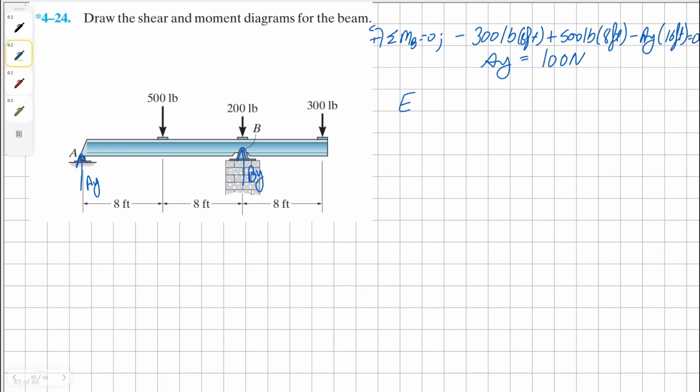Now we can sum the forces in Y direction to find our solution for BY. So we're going to have 100, negative 500. Pardon me, all of these are pounds. Pound, pound, and then negative 200 pound, negative 300 pound, positive BY, all equals to 0. Solving for BY, we're going to have 900 pounds as the solution for BY.